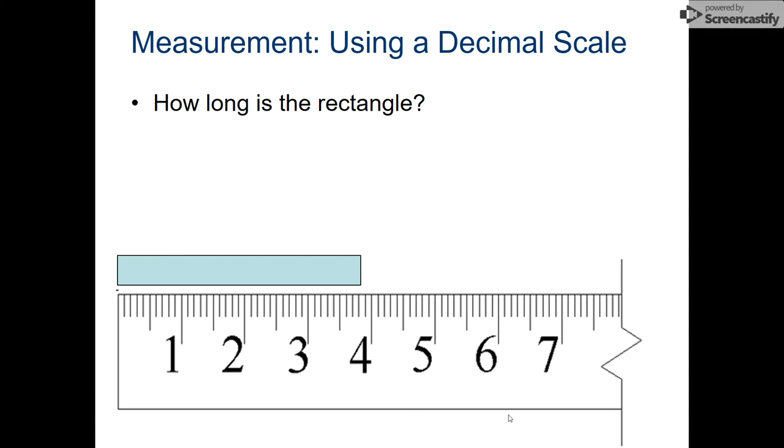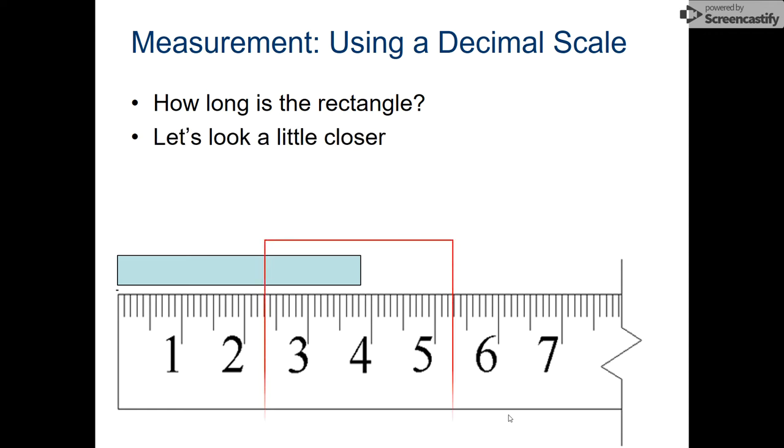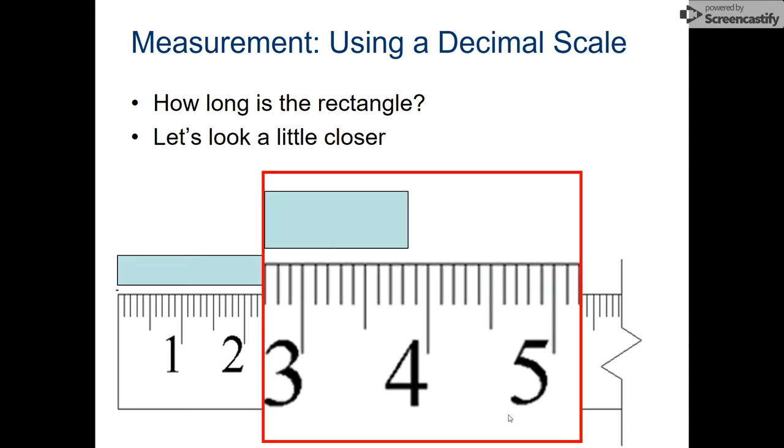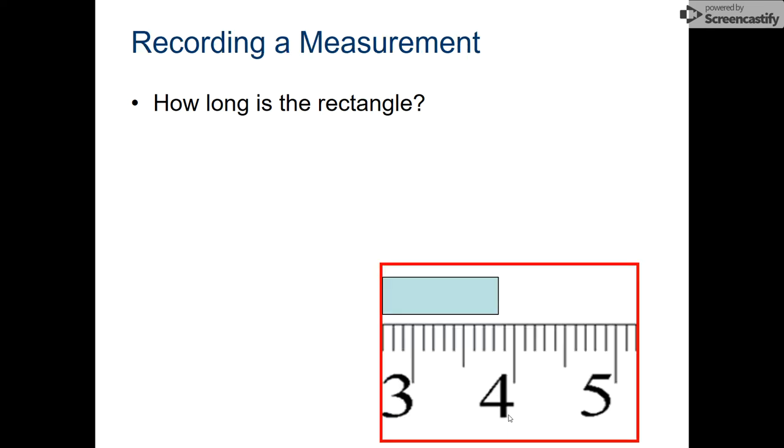So, taking that in mind, how long is this rectangle? Well, let's take a closer look, zoom in, and we'll see that this rectangle goes a little bit past 3.8. So we know it's going to be 3.8, that's certain, but it's between 3.8 and 3.9. So how far past 3.8 is it? In this case, we might estimate, again, it looks about halfway like the last one. So maybe 3.84, 3.85. Those would probably be acceptable answers for this one. So our best estimate on this is 3.84 centimeters.